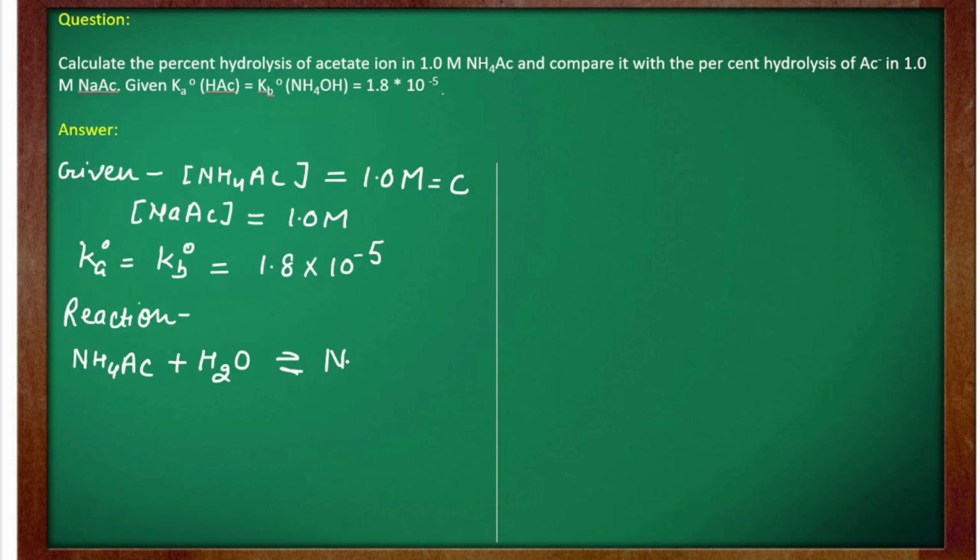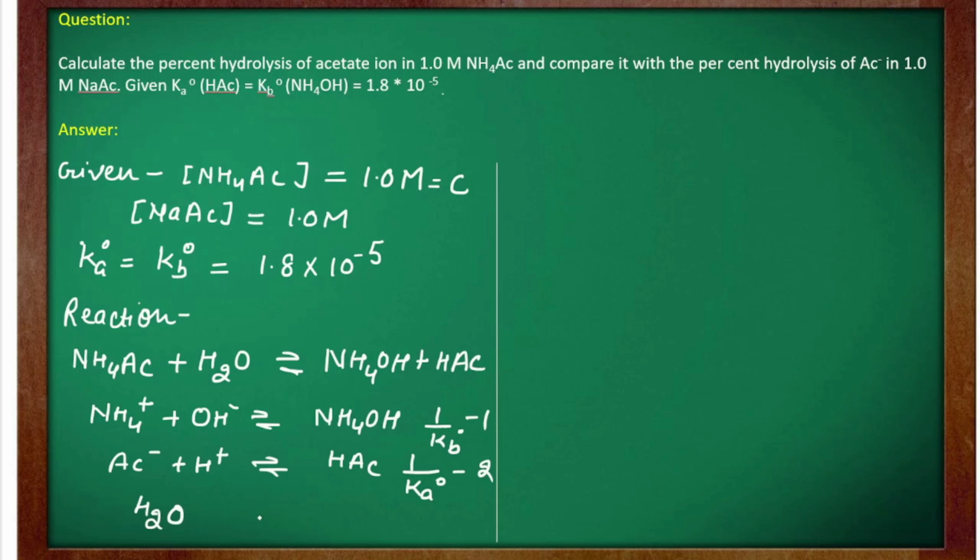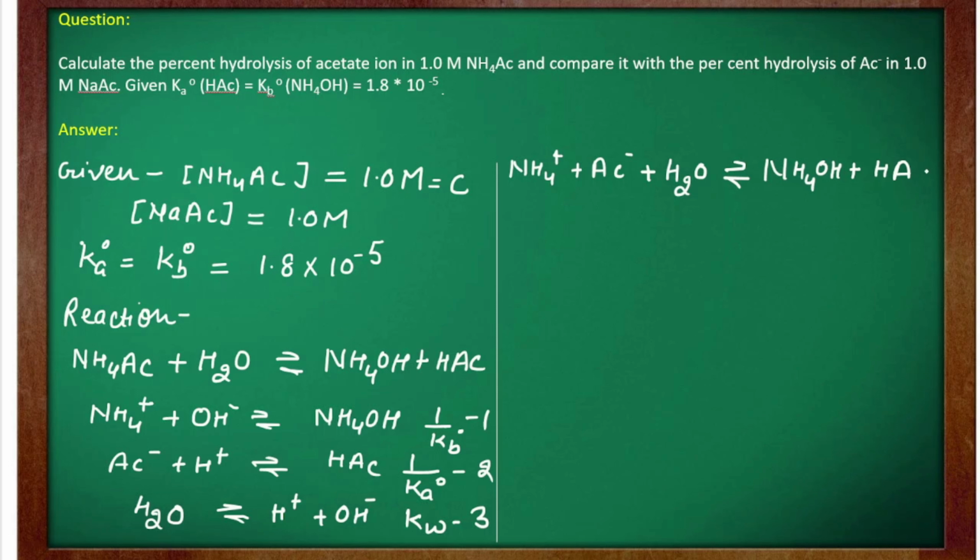In solution, ammonium acetate upon hydrolysis gives ammonium hydroxide and acetic acid. This reaction is a combination of reverse dissociation of ammonium hydroxide and acetic acid and dissociation of water. After combining three reactions, dissociation constant of hydrolysis is equal to dissociation constant of water divided by dissociation constant of acid and base.